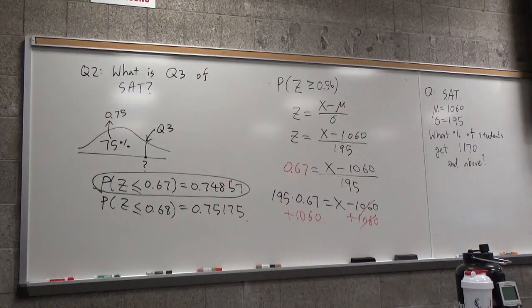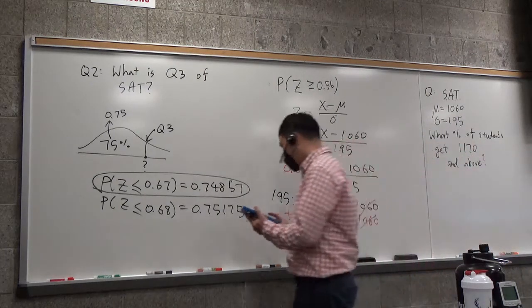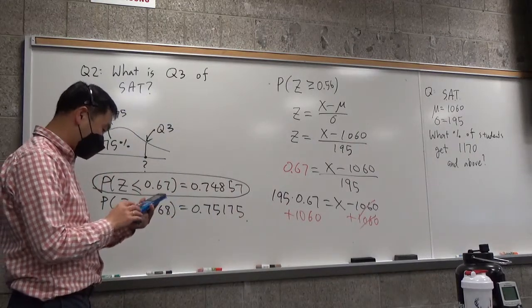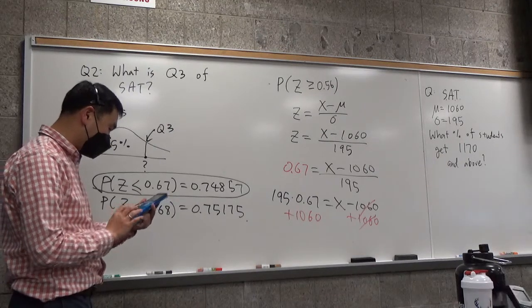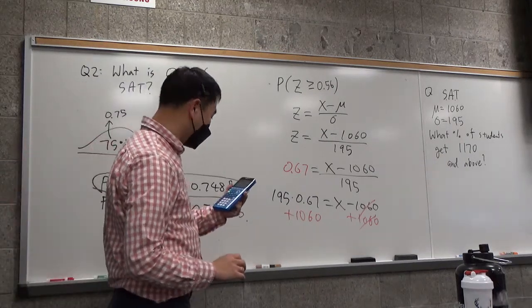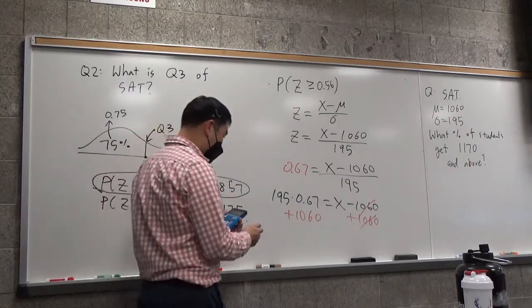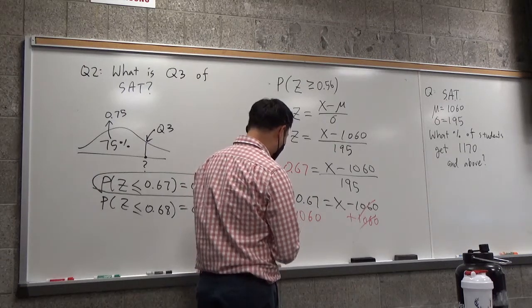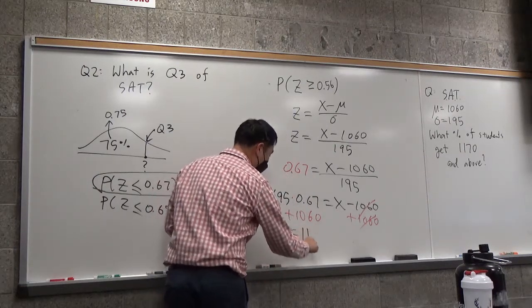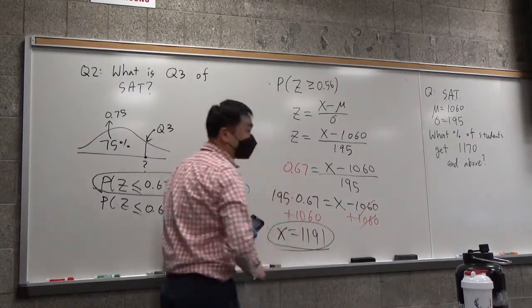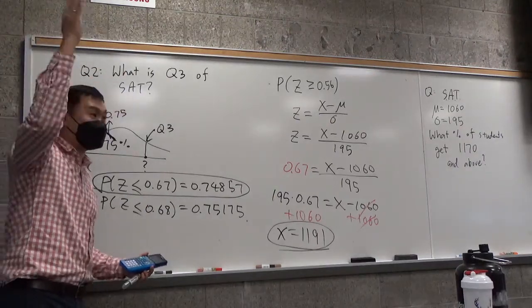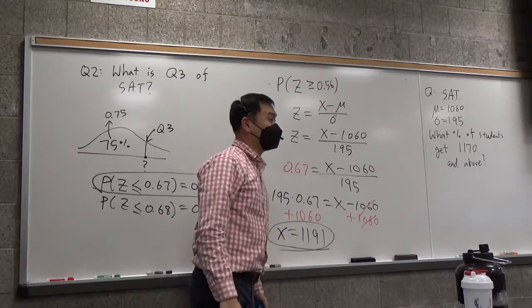So let me use your calculator again. So you have 195 times 0.67 plus 1060, enter. And that's 1190.65. So rounding it to the nearest integer, it's 1191. So the answer would be x equals 1191. So that's the third quartile. Right? So if you want to be inside the top 25% of the students, this is the SAT score that you should be getting.